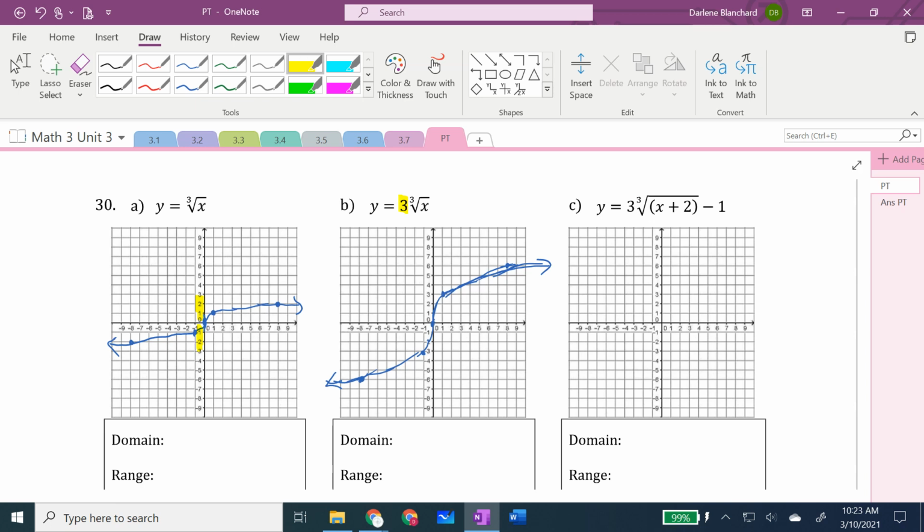In part C, I'm taking that cube root of x that is multiplied by 3 and has already been stretched, and I am translating it. Inside with the x, I see +2. That means I'm going to move left 2. Outside of the function, I see -1. That means I'm going to go down 1.